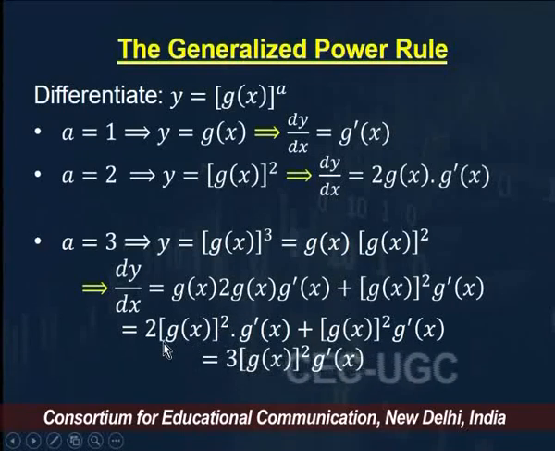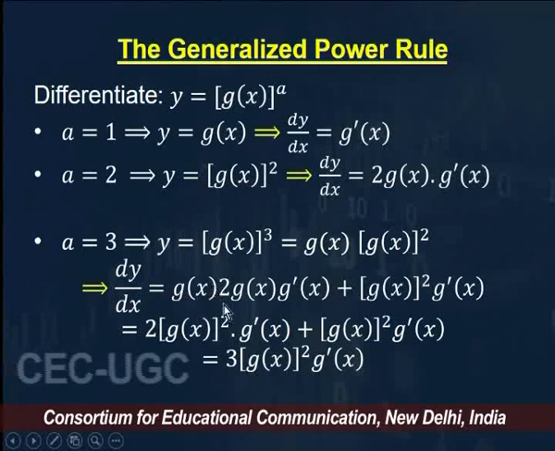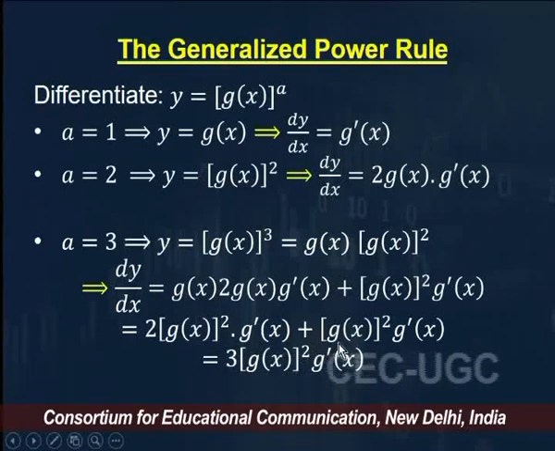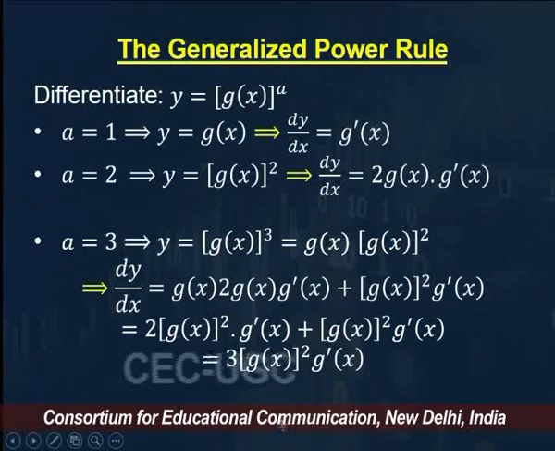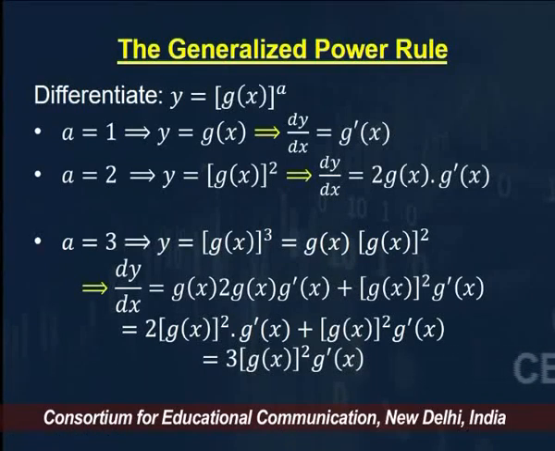So we can take the product of these two terms and get 2 times g of x the whole squared, the 2 is coming from this constant here, times g prime of x, plus g of x the whole squared times g prime of x, and this then gives us 3 times g of x the whole squared times g prime of x. Some of you might have already started seeing a pattern emerging here.